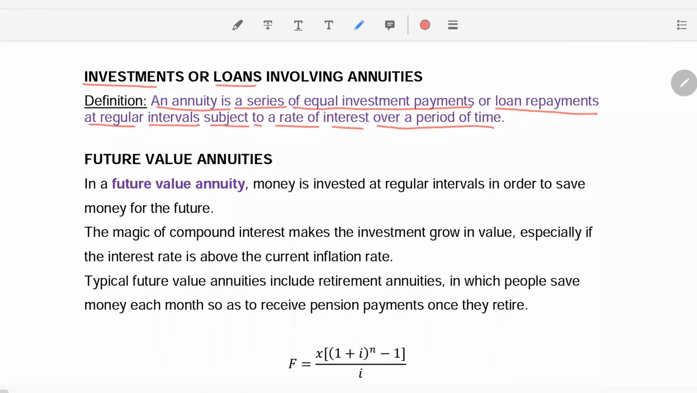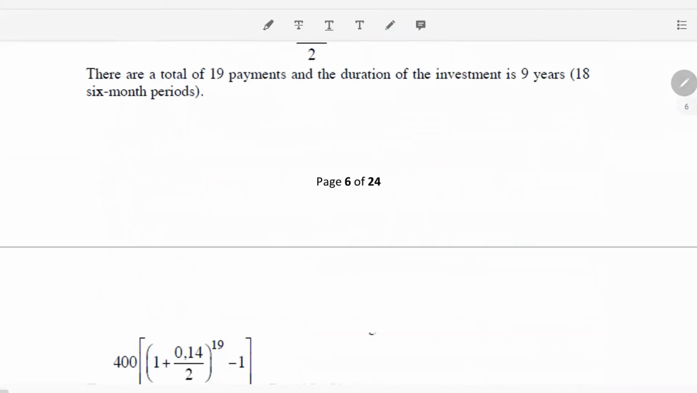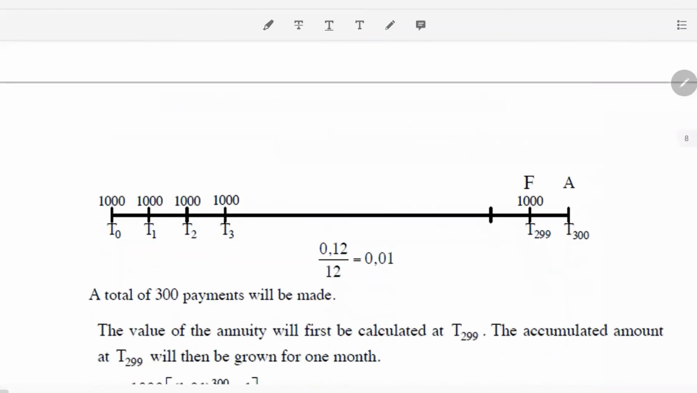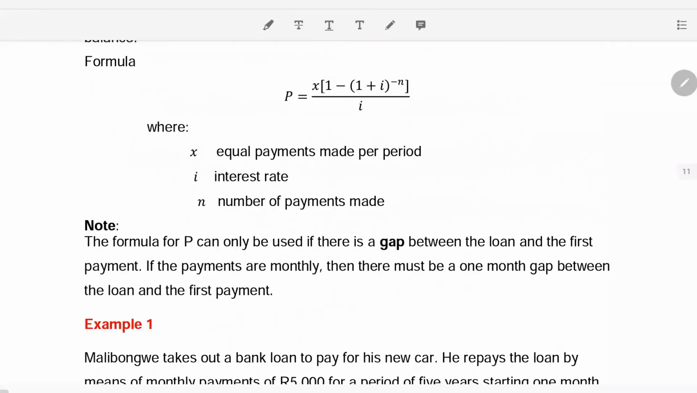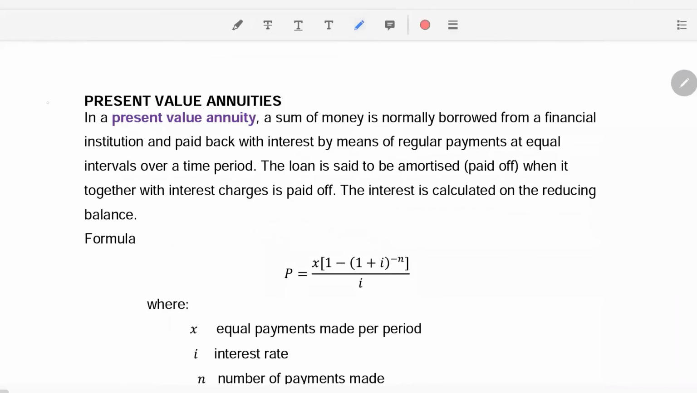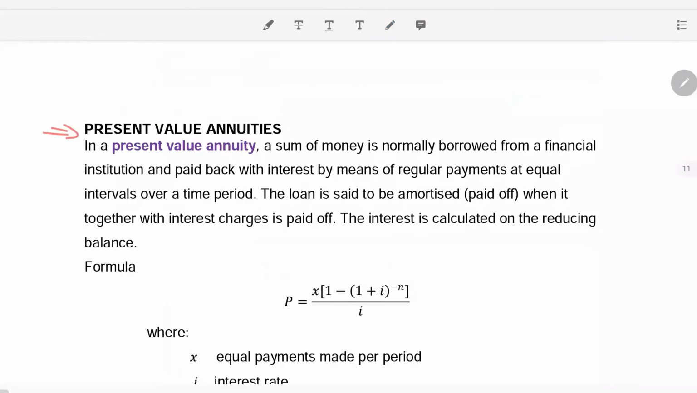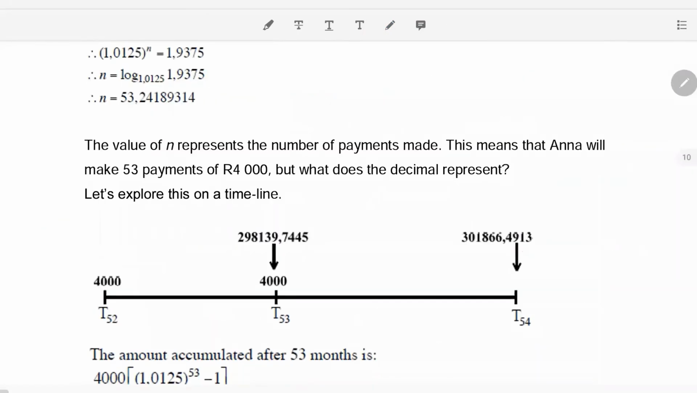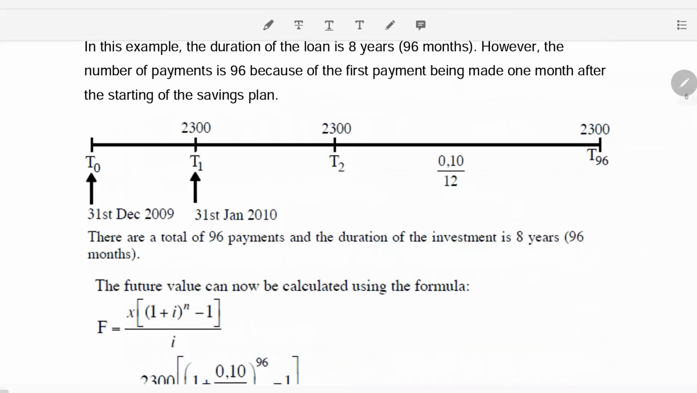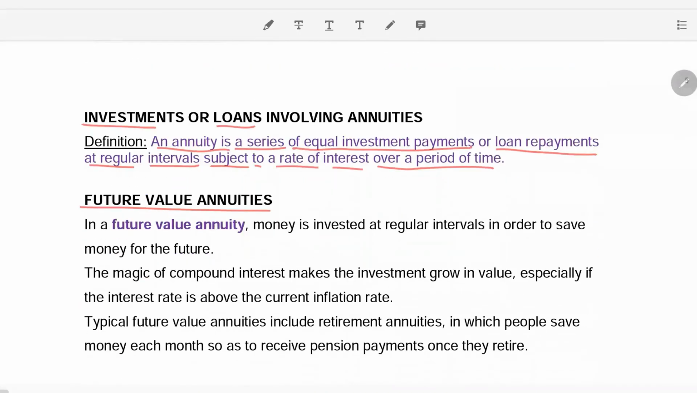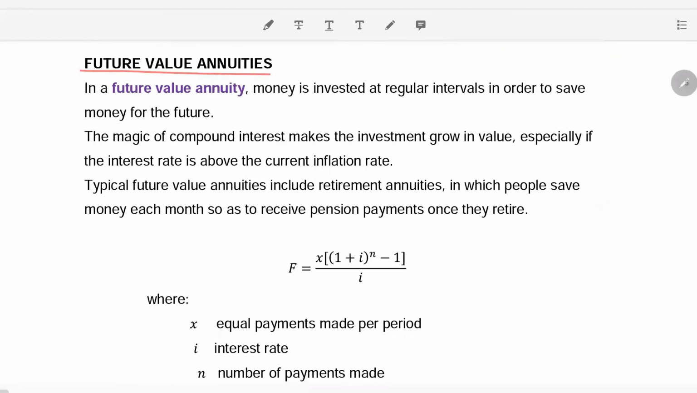So we focused on two annuities. One is the future value annuity, and the other one is what we call the present value annuity. So for today, let's start with the future value annuity. With the future value, you are looking at having an accumulated amount in future.